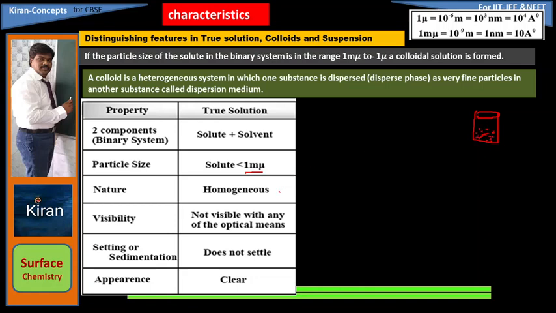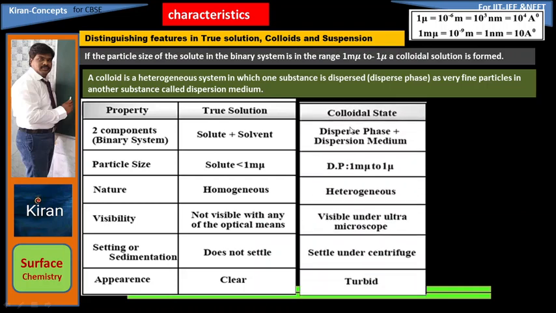A true solution is homogeneous and not visible by any optical means. We cannot see the solute particles even with a microscope. It does not settle down. After dissolving, the sugar particles will not settle down even after 1 hour or 1 day. Next, it has a clear appearance. These are the important properties of a true solution.